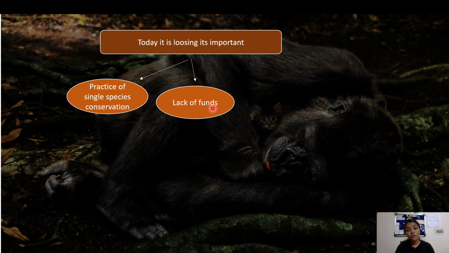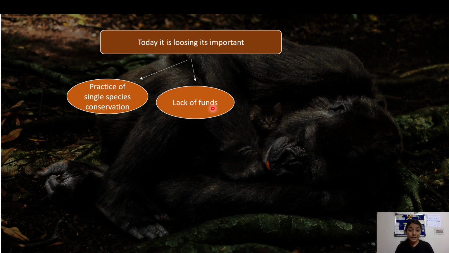So for conservation, what will you do? You will try to increase its reproductive capacity. You will try to increase its habitat area, right? So to increase the reproductive capacity, you will have to keep the animals in captivity, which means that you will have to establish a separate space where you can keep those animals and take care of them and their babies. All that requires money, right?